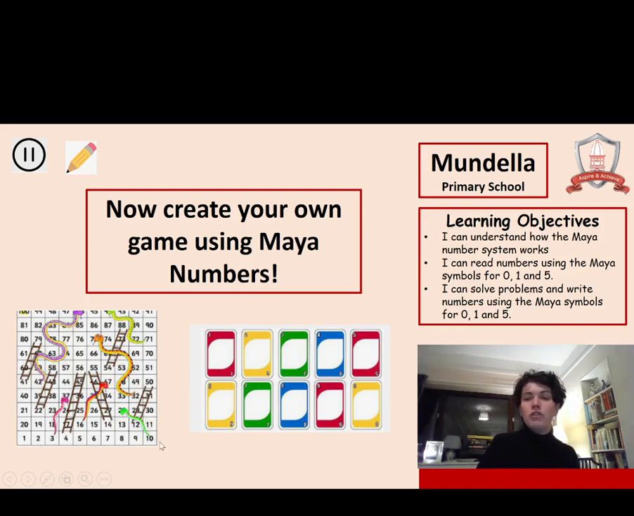Only push yourselves as far as you think you can go, because it's a very sophisticated system, the Maya symbols, and it's a complicated old number system. So if you're not too sure about the bigger numbers, stick to the lower ones. But I'd love to see your own games created using these Maya numbers. So don't forget to take a photo of your work to send in to me.